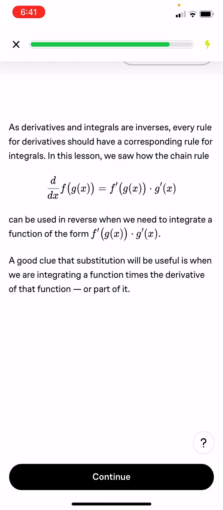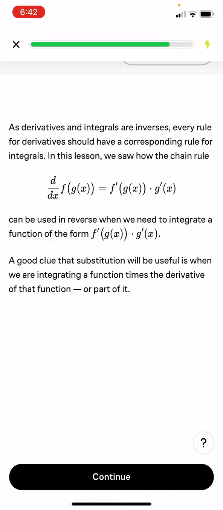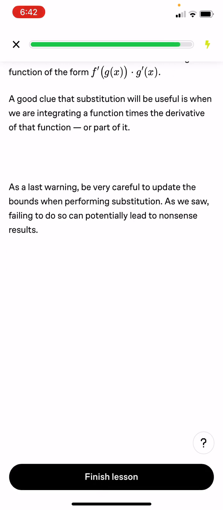Derivatives and integrals are inverses. Every rule for derivatives should have a corresponding rule for integrals. In this lesson, we saw the chain rule can be used in reverse when we need to integrate a function of the form f prime of g(x) times g prime of x. A good clue that substitution will be useful is when we are integrating a function times the derivative of that function or a part of it.